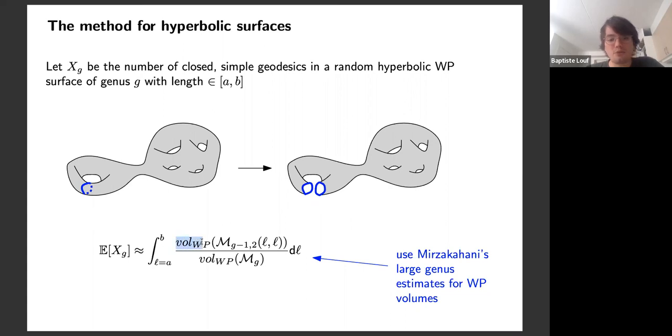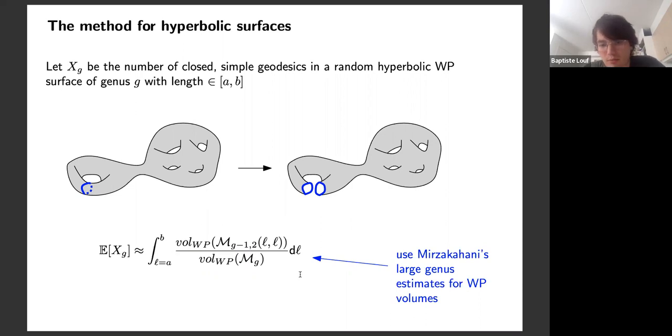And instead of using numbers, you just use the Weil-Petersson volumes. And the good thing is there's also a moduli space of surfaces with boundaries. So then the expectation of x of t is just an integral from a to b of the right volume. So this is the volume of surfaces with a marked geodesic, which is the same as the moduli space of surfaces with two geodesic boundaries, but the genus is one less. And you divide by the total volume, you integrate between A and B.